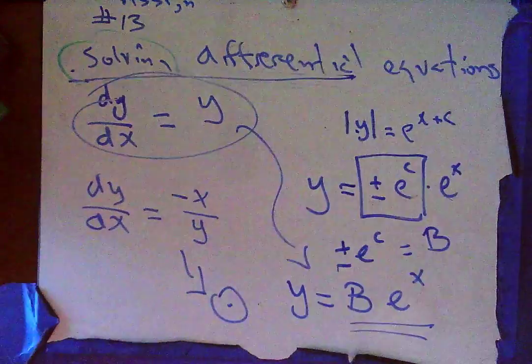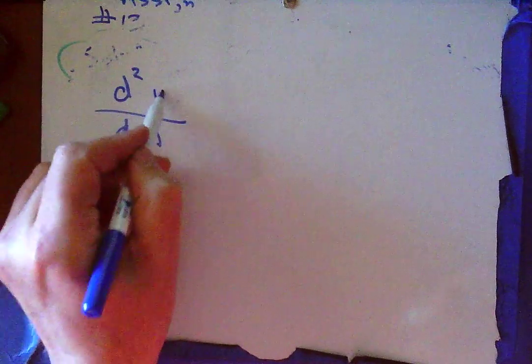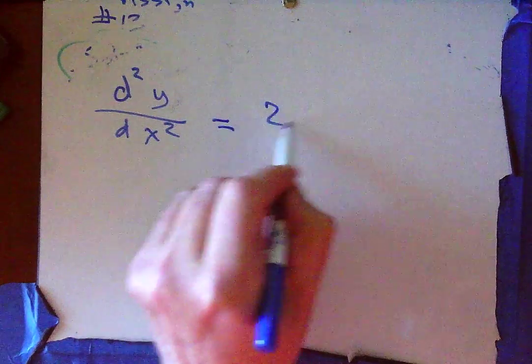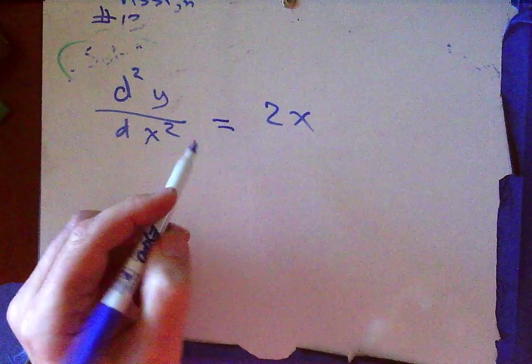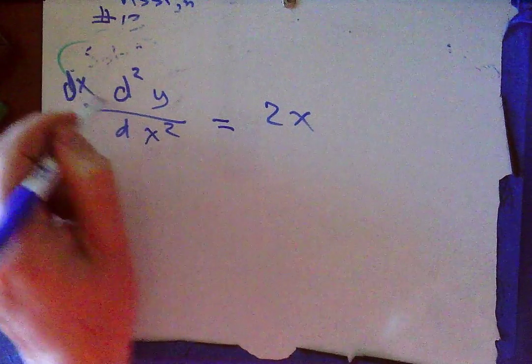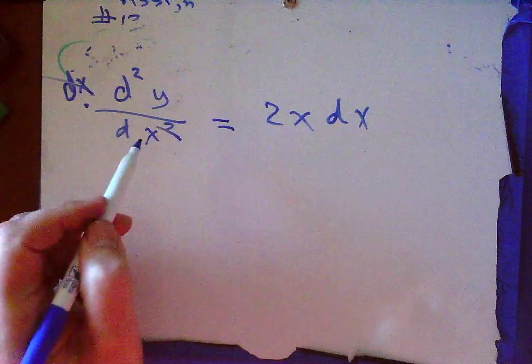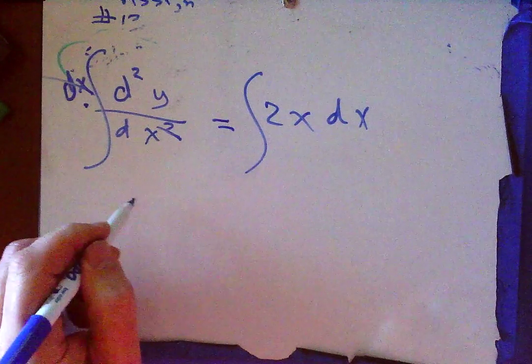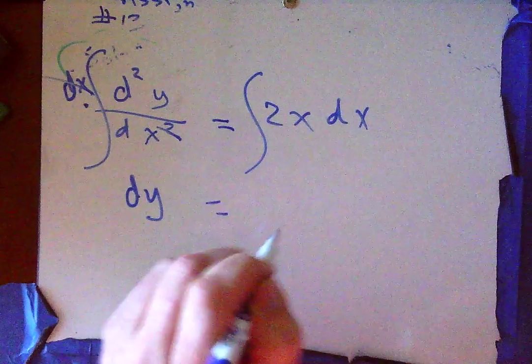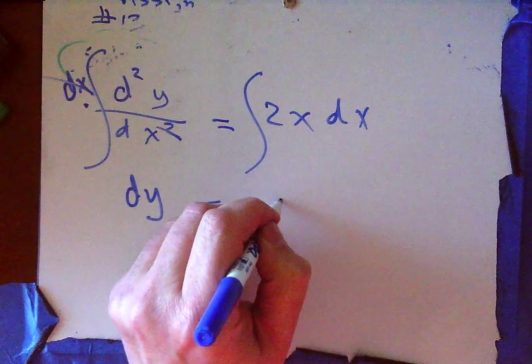All right, so let's go a little further. So when I see this, y there, x there, I know I'm thinking about the second derivative being 2x. Great, so let's separate some variables. I multiply both sides by dx, and I integrate. I get, on the left-hand side, a dy, and on the right-hand side, x squared plus c.